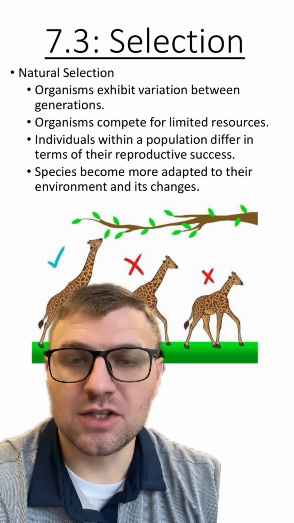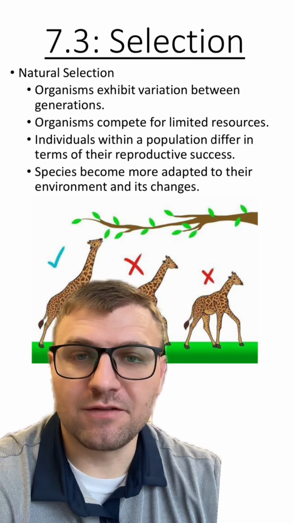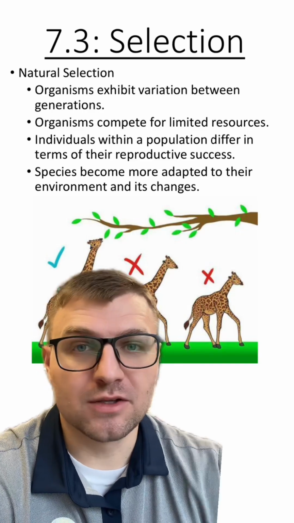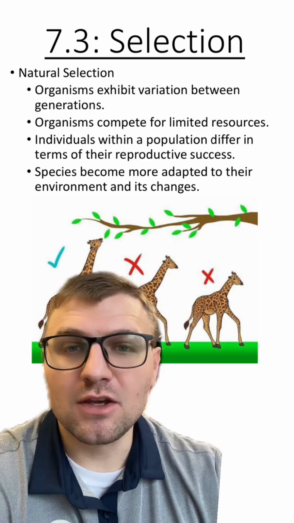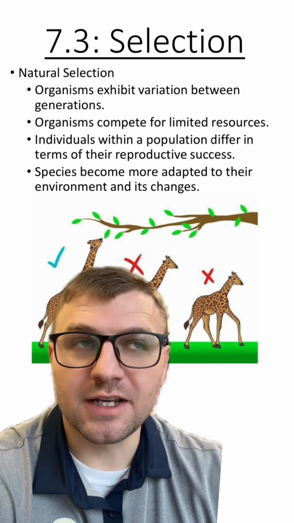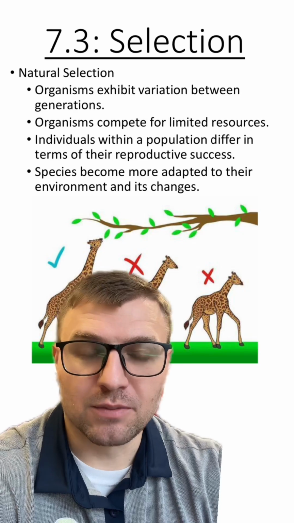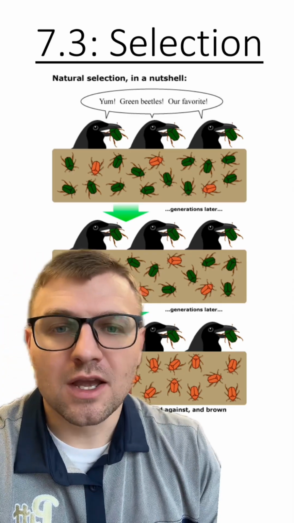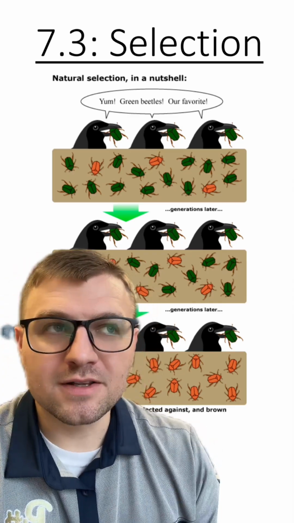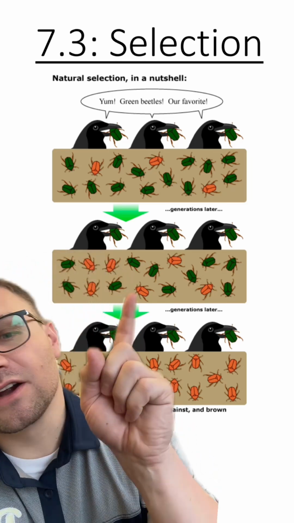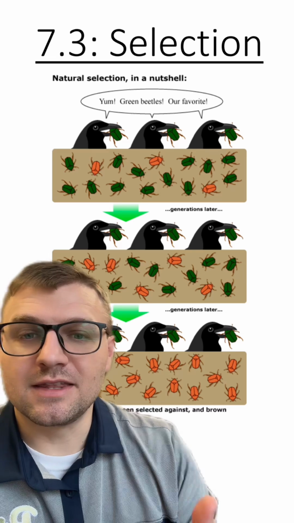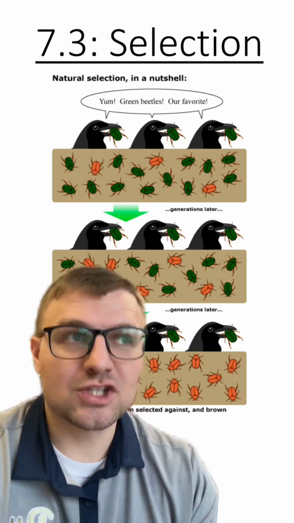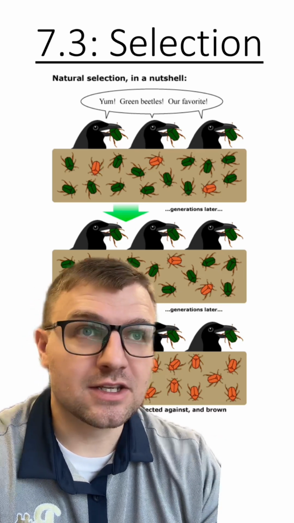So for natural selection, remember that organisms are going to exhibit variation between generations. And these organisms are going to compete for limited resources. Individuals in those populations are going to differ in how well they survive and reproduce. As you can see in our beetle species, we have two different colors of beetles, green and tan. Because the birds eat the green beetles more often, they're going to drastically decrease in a population and eventually die out. This change in the frequency of an adaptation is evolution.